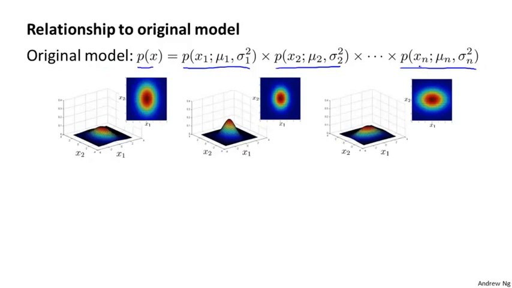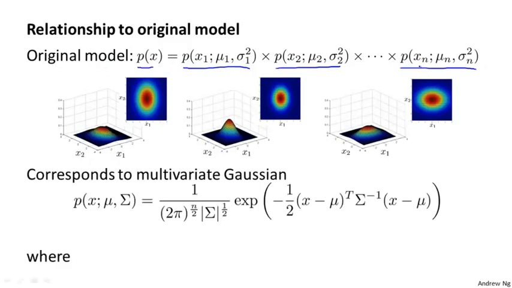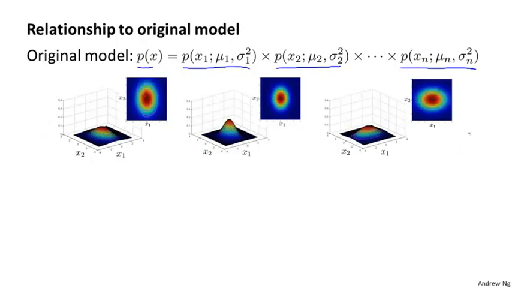In particular, it turns out that the original model corresponds to multivariate Gaussians where the contours of the Gaussian are always axis aligned. So all three of these are examples of Gaussian distributions that you can fit using the original model. It turns out that this corresponds to a multivariate Gaussian where the ellipses, the contours of this distribution, are axis aligned. This model actually corresponds to a special case of a multivariate Gaussian distribution.